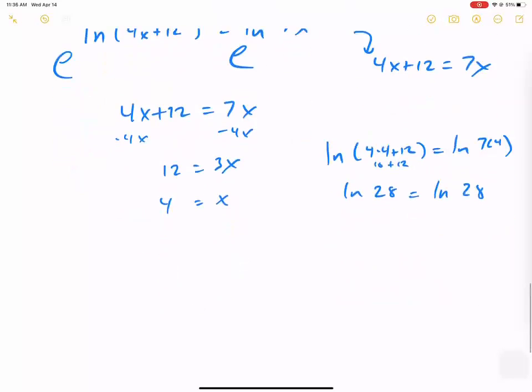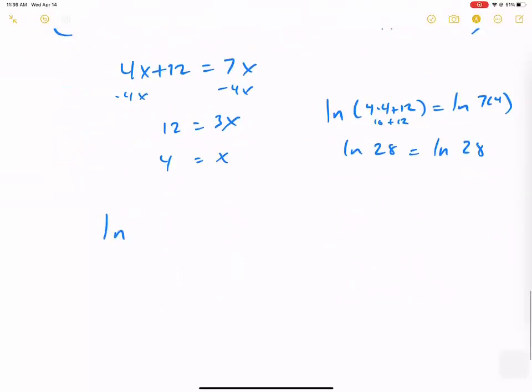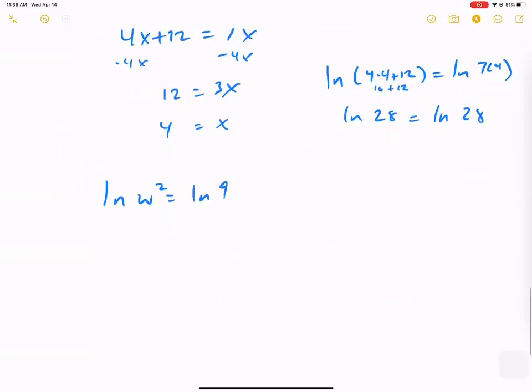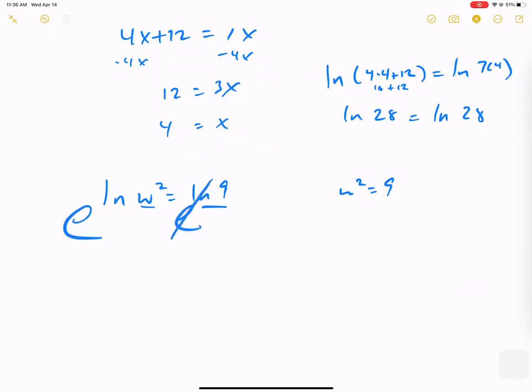Okay, let's look at another problem here. If I wrote natural log of w squared is equal to natural log of 9. Well, great. We can say w squared is equal to 9, right? Because they should be the same. Or if we do the algebraic way, what's the inverse of natural log? We're going to make e to both sides, and those will simplify out. W squared equals 9.